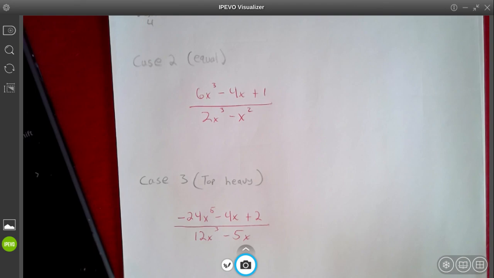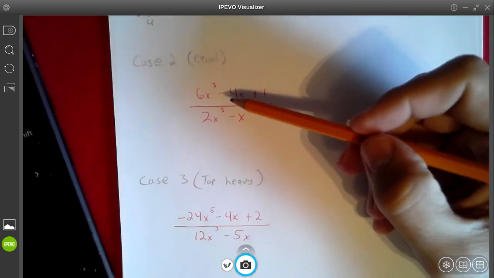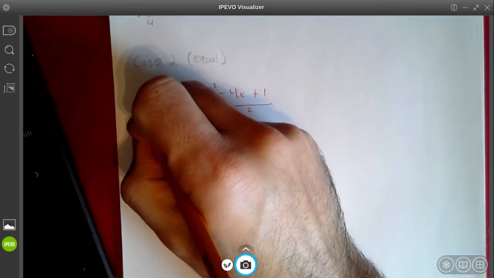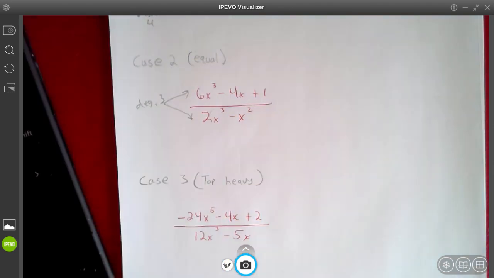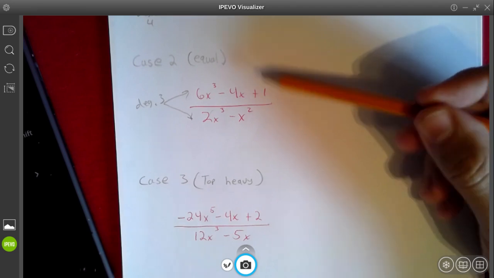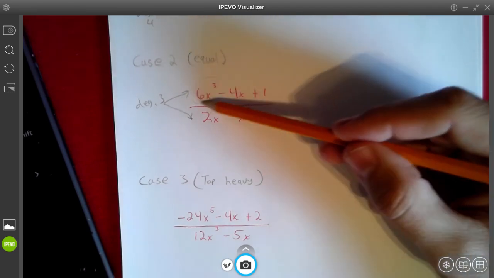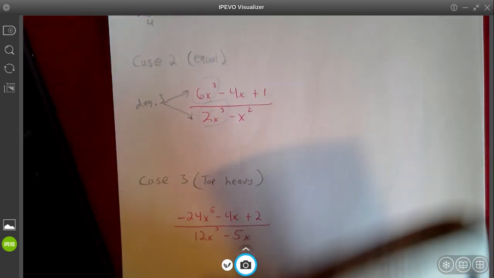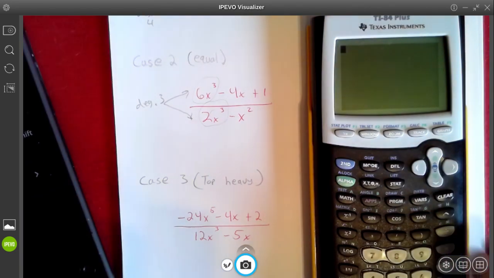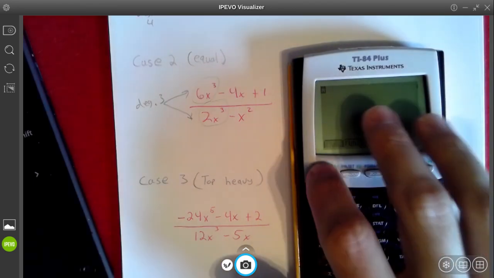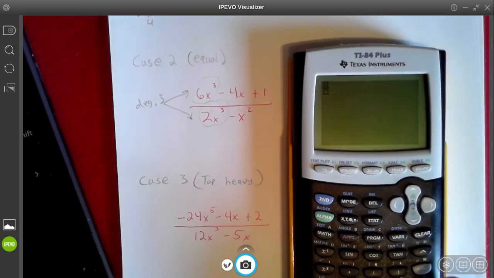Case 2 is what happens when the degrees are equal. The top and bottom are both degree 3 polynomials. I know this one has more terms, but that doesn't matter. It's really just this first leading term here. That's the only part that really matters when you're trying to find the end behavior. So let's go ahead and plug in. We got 75 stored, right? Yeah, we'll use 75 again. Let's figure out what happens to this function for large values of x.